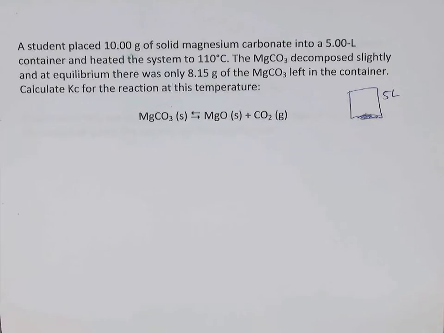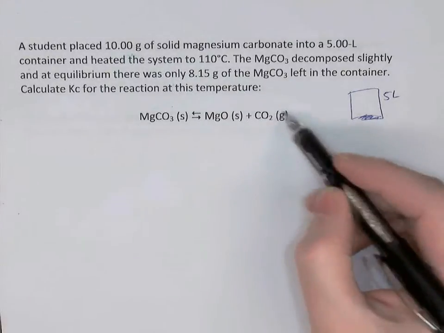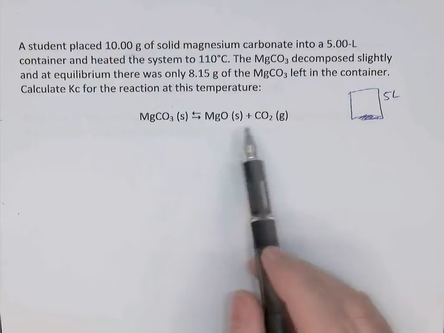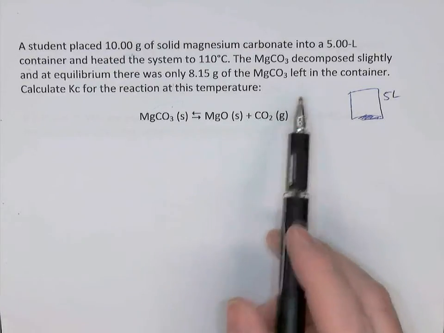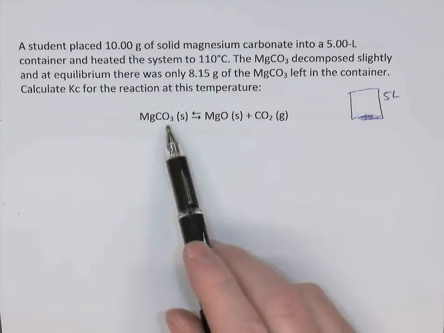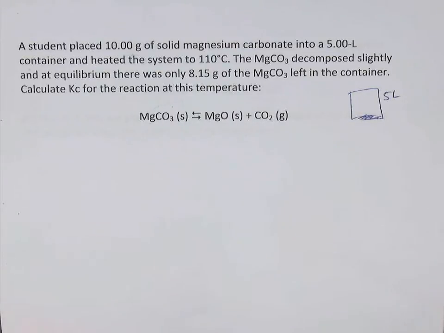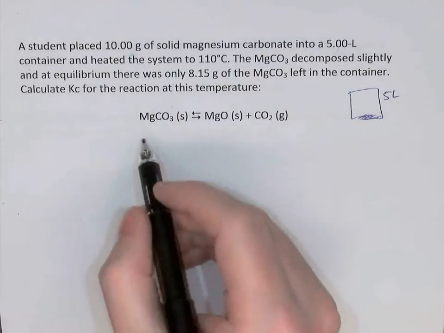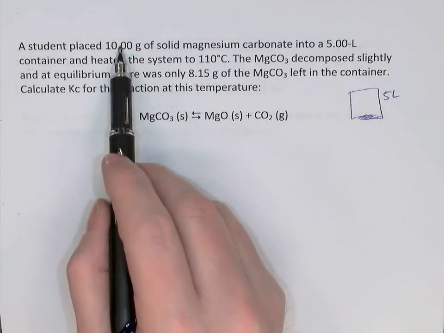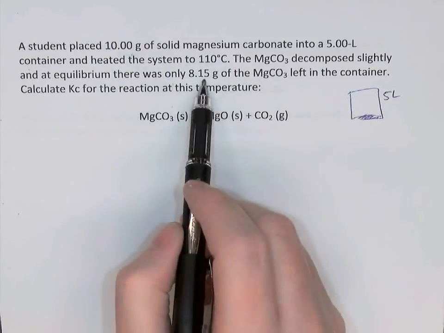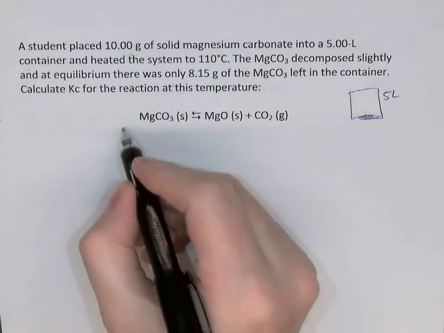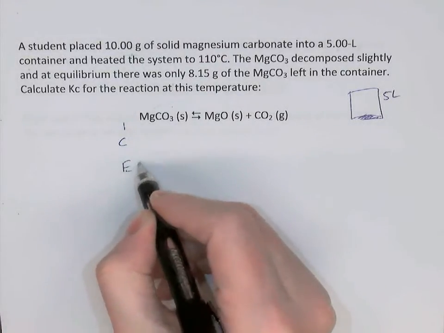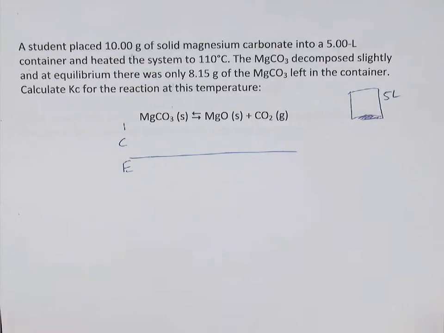The 5 liters is going to be the volume for the gas, for the CO2, but it's not the volume for the solids. So it doesn't make any sense to try to find a molarity using that volume if we're going to talk about the solids. Because there's solids in here, and the only information given, 10 grams and 8.15 grams, refers to the solid, what I'm going to do is do a little something different. I'm going to do my ICE table, but instead of doing it in molarity or pressures like we normally do, I'm going to do it in moles.